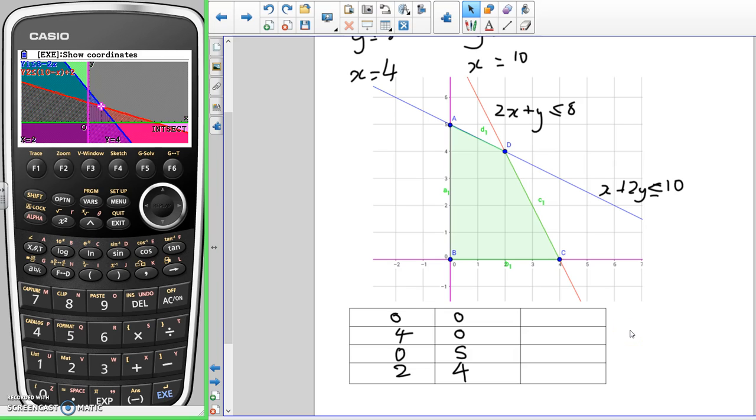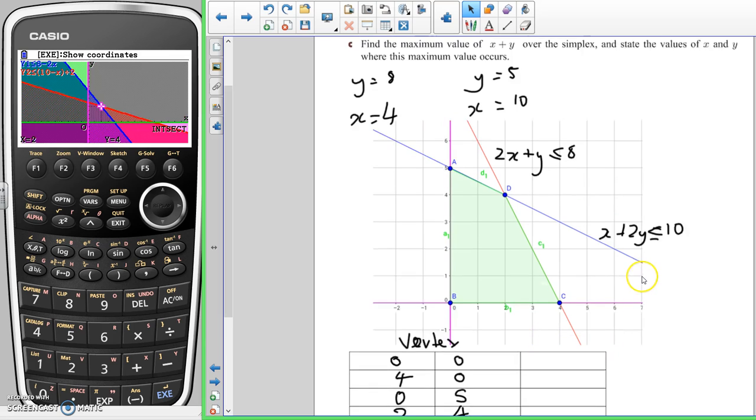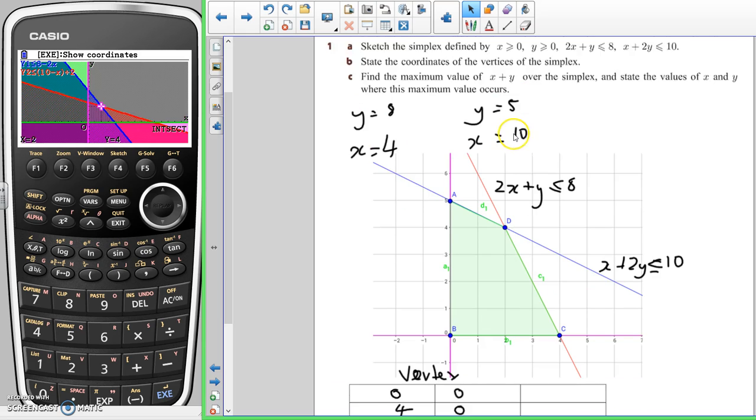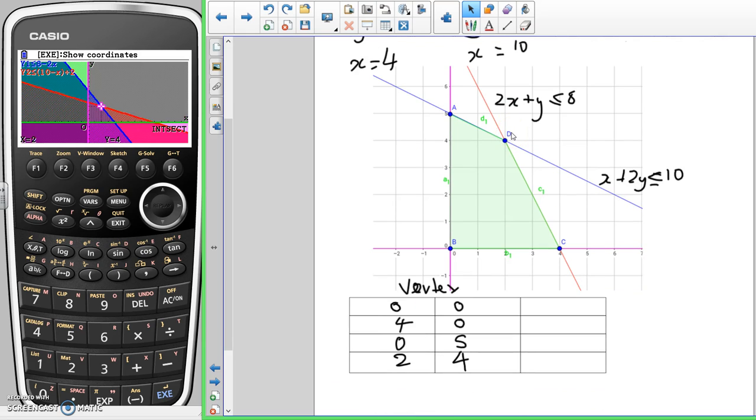So these are our vertices for this here. This will be our objective function, which is the x plus y, which we find for C. This is for question part C. So you want the x plus y, so you put in your objective function. So 0 plus 0 is 0, 4 plus 0 is 4, 0 plus 5 is 5, 2 plus 4 is 6.